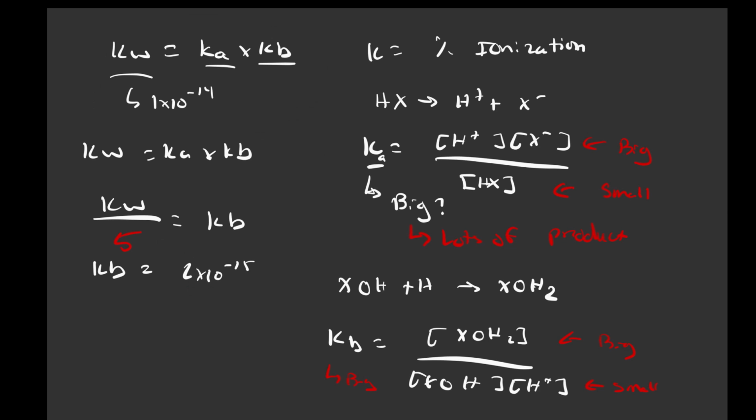Just so you can see the math works out, let's say Ka is now 1 times 10 to the negative 10. Let's get Kb. Instead of 5, we plug this Ka in here. We get that Kb is equal to 1 times 10 to the negative 4. Do you see how Kb is greater than Ka? So we know that this molecule, whatever we're talking about here, is a better base than it is an acid.